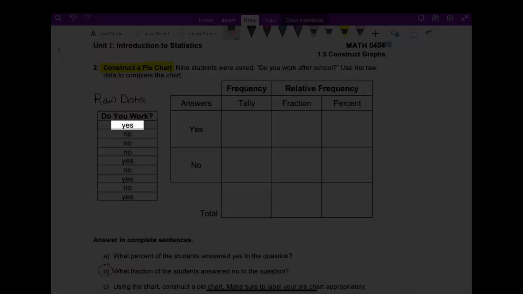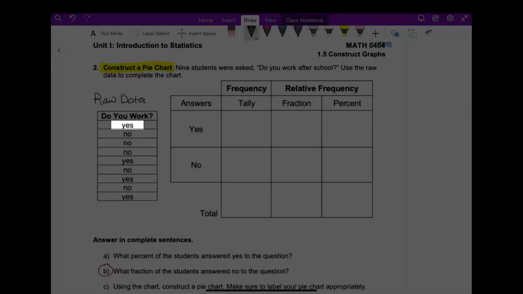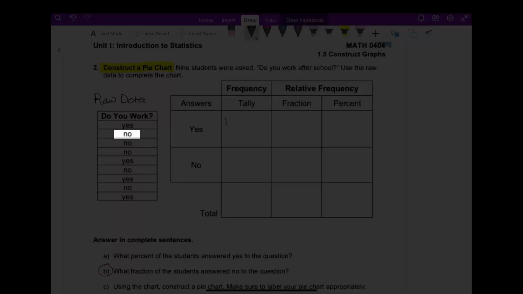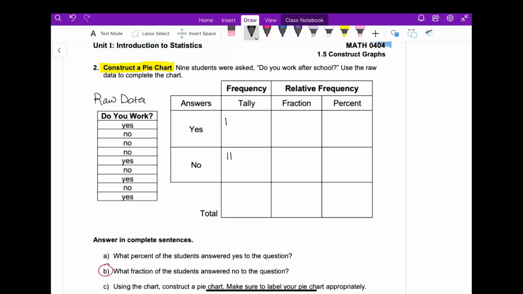Raw data. So I have a yes. I'm going to come in here and I'm going to start tallying. 1. Here's a no, no, no, yes, no, yes, no, yes. Okay, let's double check. And I think that's correct. So I ended up with 4 here and 5 here. Great. So I have a total of 9.